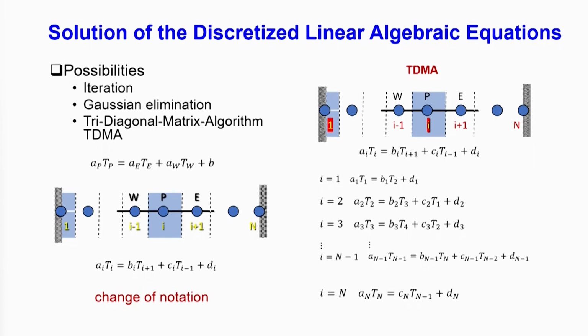Now if you code it, it is like AITI equal to BITI plus 1 plus CITI minus 1 plus DI, right, where I equal to 1 and I equal to n are the boundary points. If temperature is given, then you do not have to solve it. If temperature is not given but flux is given, you still have A1 T1 equal to B1 T2 plus D1, but there is no T minus 1 or T0, right. At the boundary there is only one neighbor, other points have 2 neighbors. So we have this system of equations.